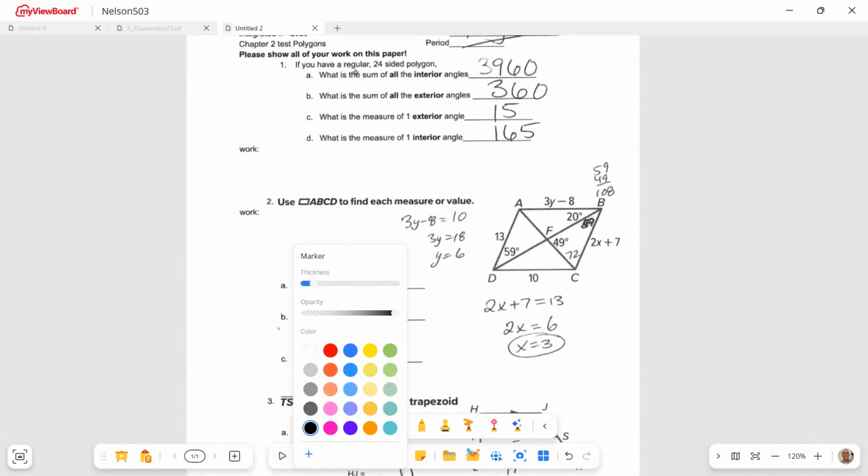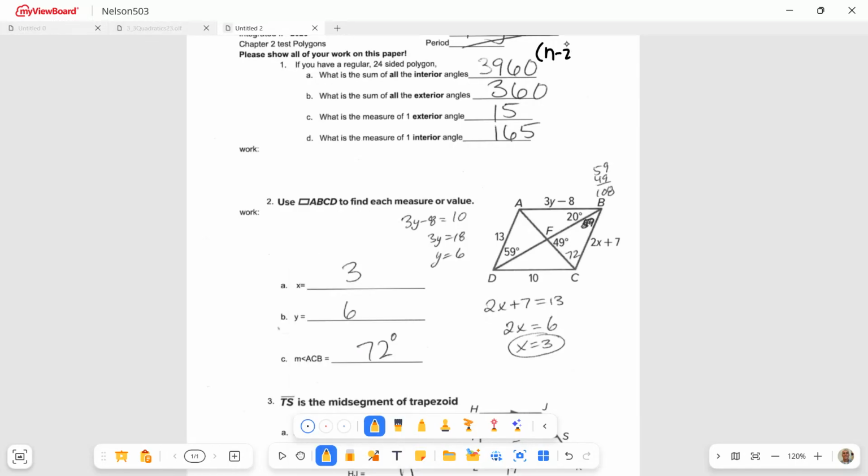Okay, folks, to find the sum of all interior angles for a 24-gon, we could use the (n minus 2) times 180 formula. If we plug 24 in for n, that gives us 24 minus 2 times 180, which is 22 times 180, and that ends up being 3,960 degrees. That's where that number comes from.